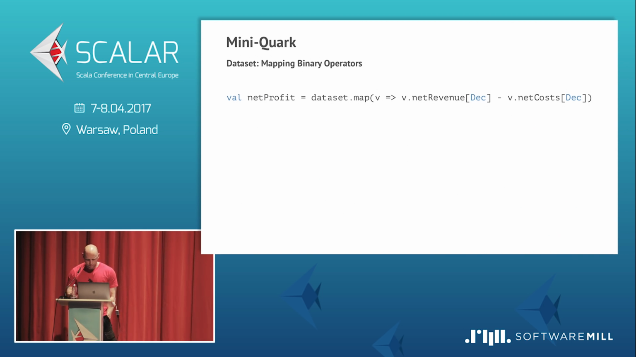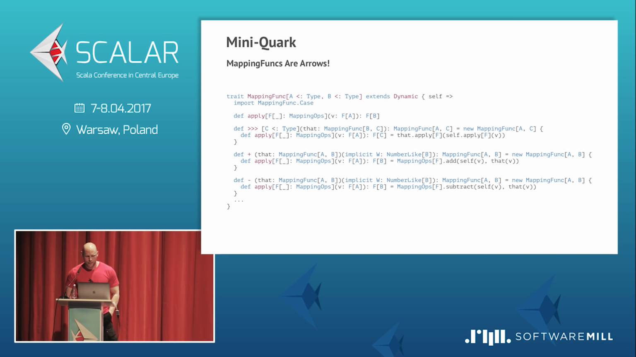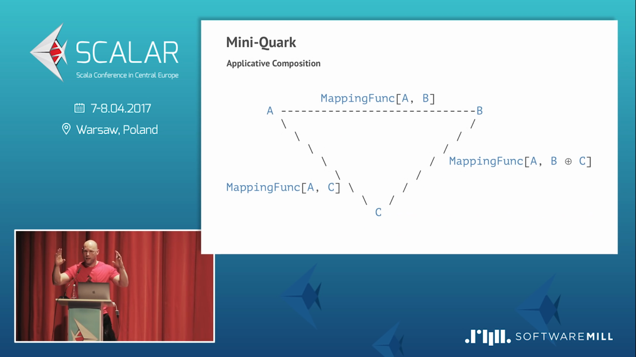How does this work? Well, mapping functions are actually arrows. And what I mean by that is if we have a mapping function that goes from A to B and another mapping function that goes from A to C, then we can create from those two mapping functions a mapping function from A to B operate C, where operate is any binary operator. How do we do that? We take the A, we feed it to the first one, then we feed it to the second one, we get two outputs from that, and we combine them using the binary operator, and now we have that mapping func from A to B operate C. So this is a very simple version of an arrow. It's actually the same idea behind the applicative for function.